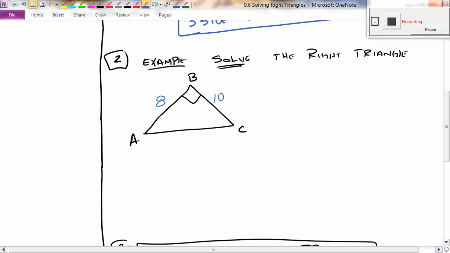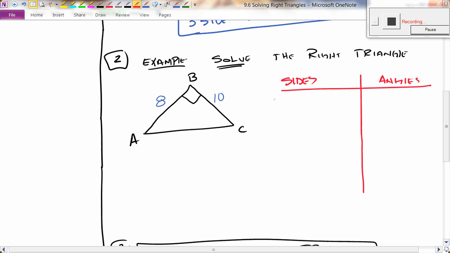Okay, so take a moment, check your neighbor's work. What I'm going to do is write this down over here on the right-hand side. I know I need to get all of my sides, and then I know I need to get all of my angles. So let's list all of my sides. Name one side. Yes, AB. Side AB. Do I know what that is? It's 8. So I already know that one. What's another side? BC. Do I know that one? Yeah, it's 10. And what's the other side? AC. Do I know that one? No, I need to get that one.